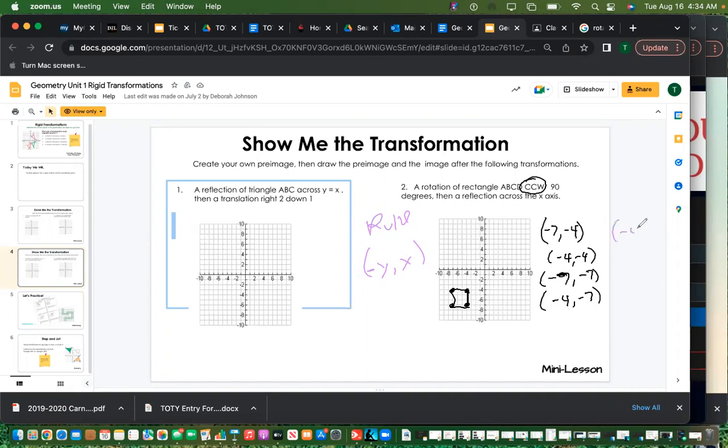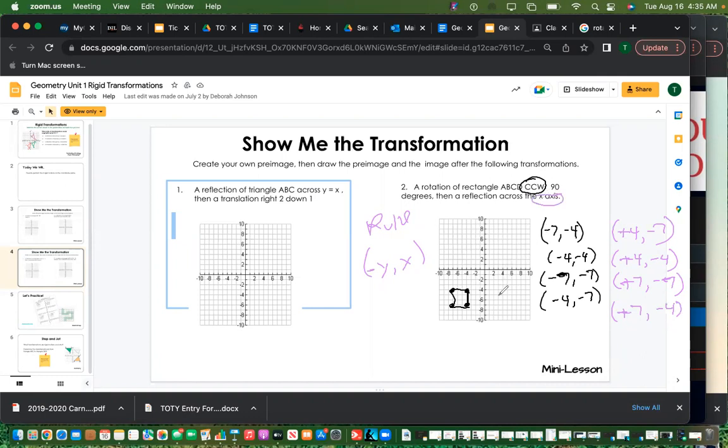So we're going to switch our X and Y and then change that one. Okay. And I'm going to go ahead and plot this one and then do the X axis, because remember, we got to do that second part.